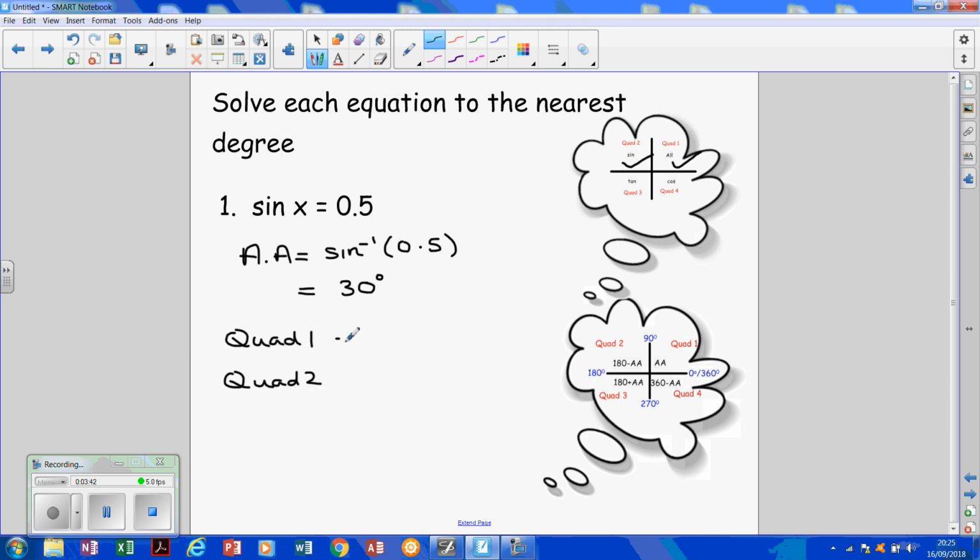We then think of the second chart, and the second chart tells me in quadrant 1, it's the acute angle. That's what I found there, so it's 30 degrees. In quadrant 2, to get my answer, I've got to do 180 minus the acute angle. So it's 180 degrees minus 30 degrees, which is equal to 150 degrees. Now you must always list down your answers at the end. So x is equal to either 30 degrees or 150 degrees, and double underline your answers.